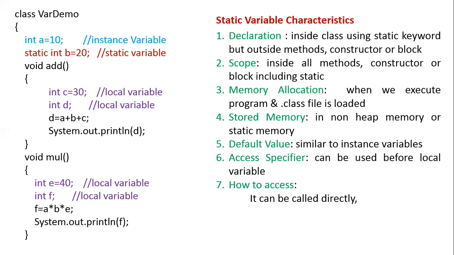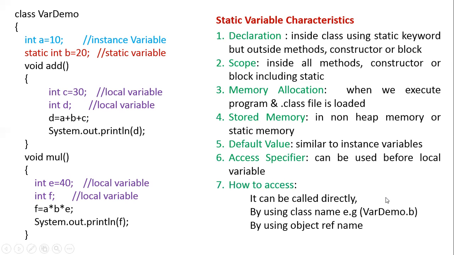One method is we can directly call them. The second method is we can call them using the class name, so class name dot variable name. So here, if we want to access this variable b, which is static, in this class, the class name being Demo, Demo dot b. Using class name dot variable name, we can access them. Or we can access them using an object reference, the same way we refer to instance variables. So we can create an object of this class, and using that object we can refer to or use this static variable.